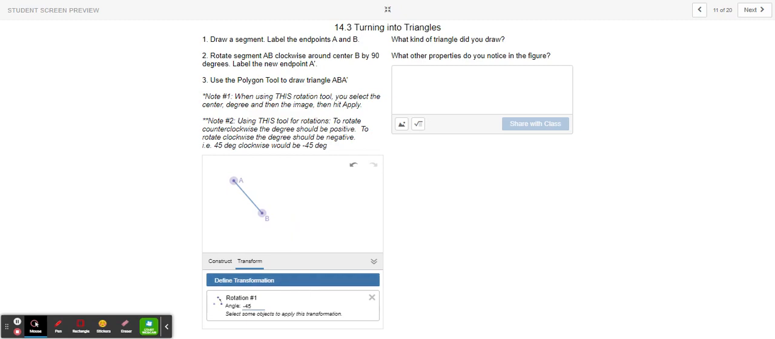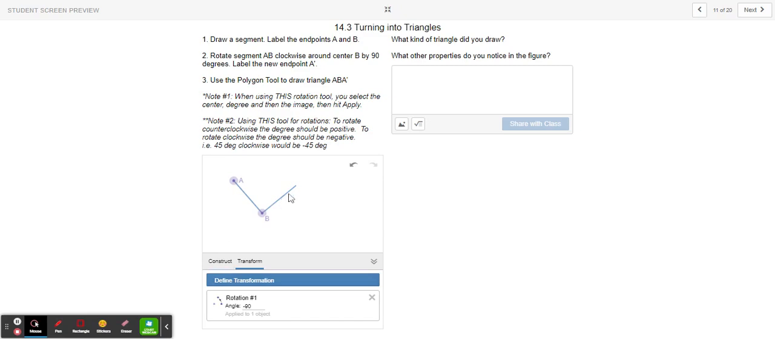Then it says select some objects to apply this transformation. So that means I want to select what it is I want to rotate. I'm rotating segment AB, so I'm going to click on this. And then I'm going to click apply, and it's going to do it for me. So there is my negative 45 degree. Oh, I'm supposed to be making a 90 degree. Oops, let me fix that. So let me undo. Let me change this to negative 90 degrees. And there you go. You'll see it automatically does it for me as soon as I change it.